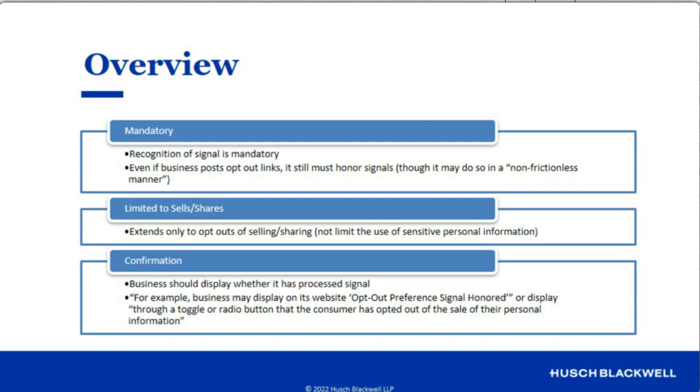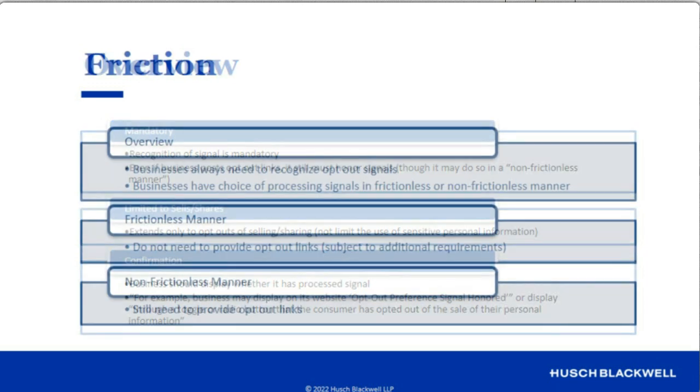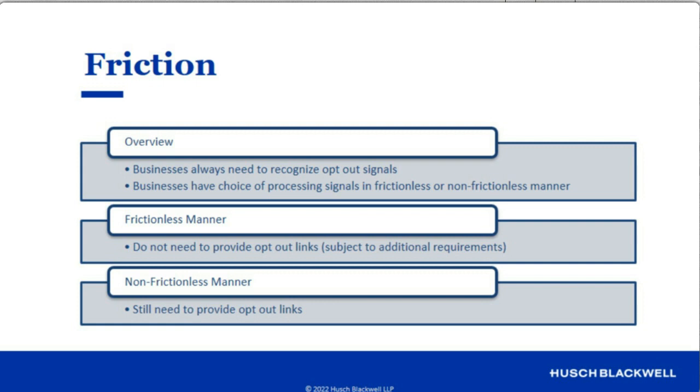So businesses always need to recognize the opt-out signal. Businesses have a choice whether to process the opt-out signal in a frictionless or non-frictionless manner. If it's frictionless, then they don't have to provide the opt-out links, subject to a number of other requirements. If it's non-frictionless, then they still have to provide the opt-out links, okay?